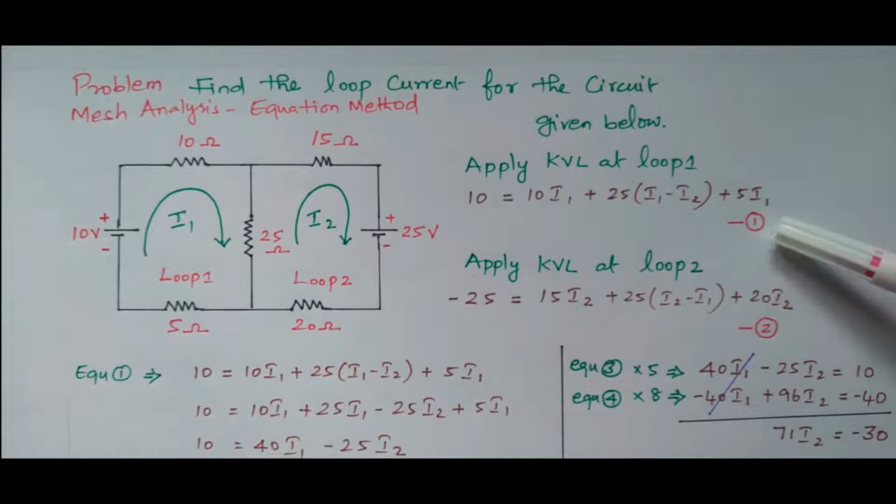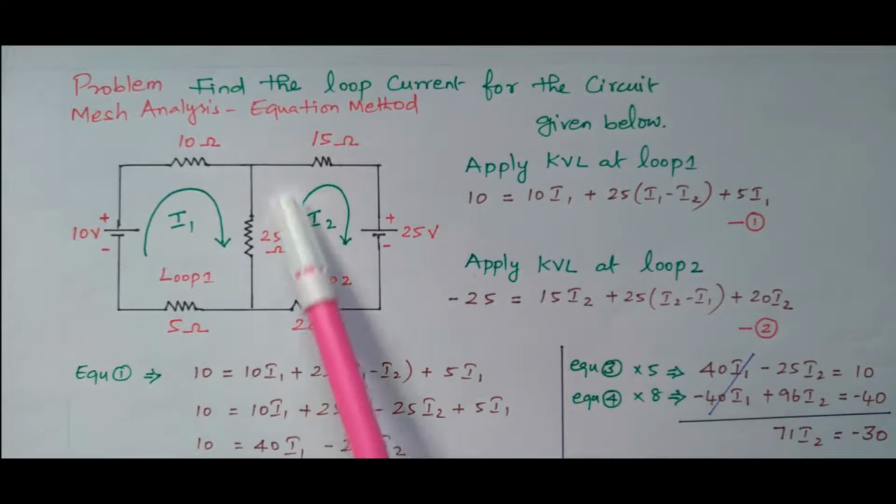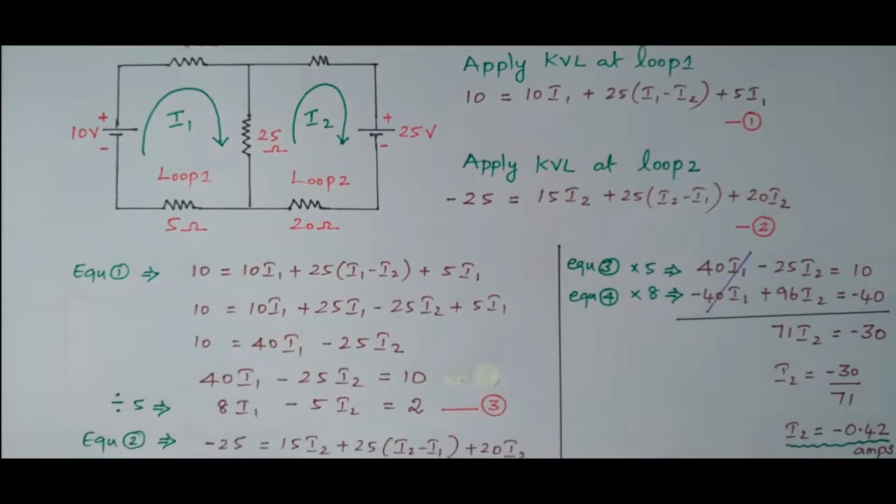Now we'll simplify equation 1 and 2. Then we can go for further modification so that we can find the value of I1 and I2. Now we have framed equation 1 and equation 2 from loop 1 and loop 2. Now take this equation 1. This equation 1 is taken as it is. Now we are going for simplification. So we consider the equation 1.